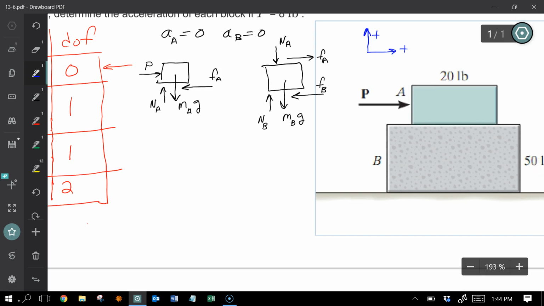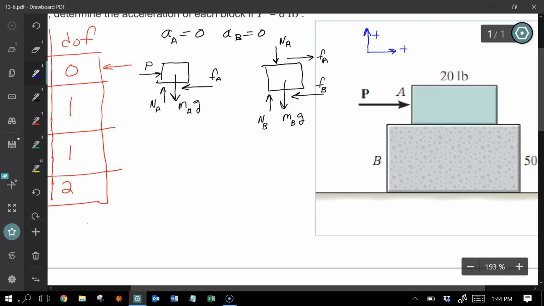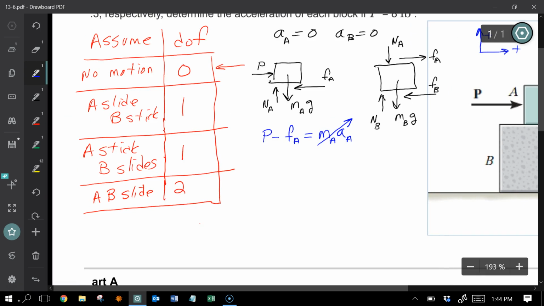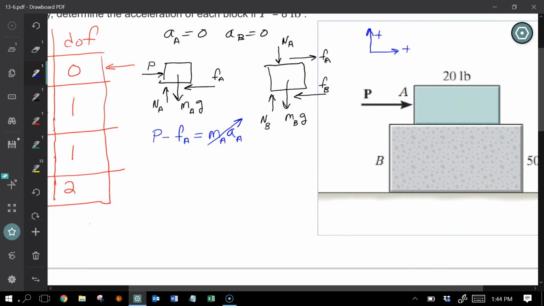We're going to do horizontal forces for A first. So that would be P minus FA. That's all, and that equals the mass of A times the acceleration of A in the horizontal direction, which is 0. Why? Because you're assuming no motion. So that's why it's 0. Sum vertical forces, you have NA minus MAG. That's all. That equals 0.